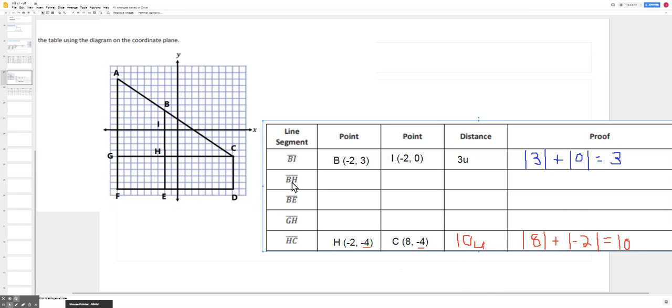All right, your job now is to pause the video. Go ahead and take care of the three middle ones, BH, BE, and GH. Take care of these rows, and then unpause the video and figure out the answers, or find the answers I'm going to provide for you. So once again, pause the video and try to figure out those three sections. Fill out the points, the distance, and of course the proof. When you're done, come on back and I'll show you the answers.